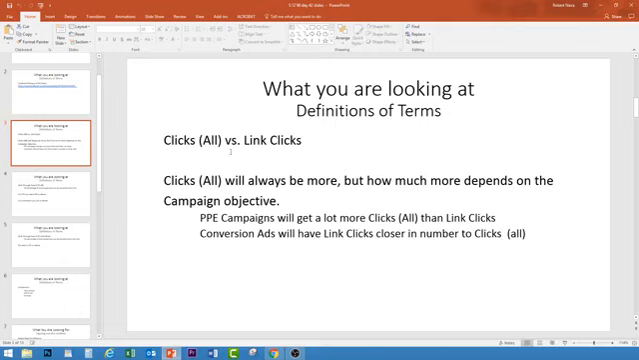So, link clicks and clicks, there's a big difference in those, and I'm going to show you guys what all of this is within the reporting. But I want you to understand that there is a difference right now. I'm going to go over the technical stuff in the slides, and then we're going to go to the reporting section in Business Manager, and we're actually going to look at this stuff in action.